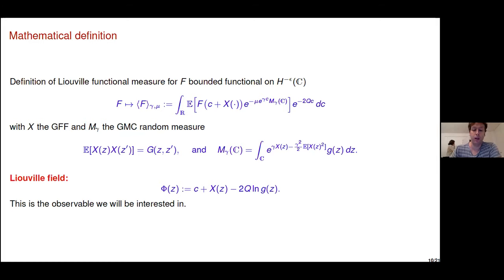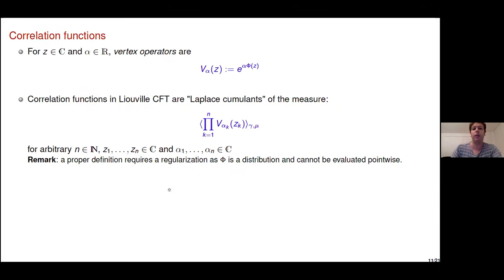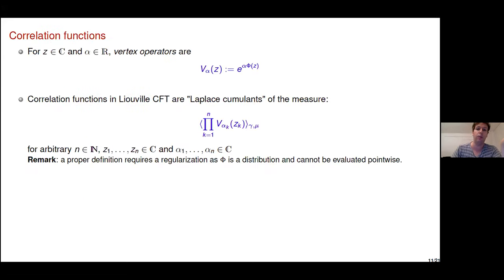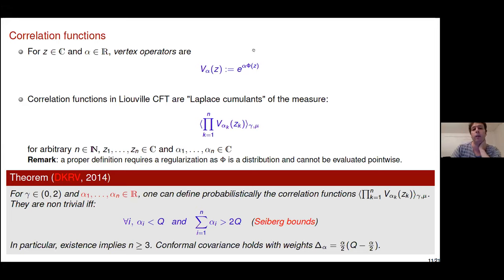Now, as I said, what we want to take for F is exponential alpha times the field. But you see, exponential of the field taken at a point is not something which is defined on any H minus epsilon of C, because it corresponds to taking the field pointwise at a point z, and we know that the Gaussian free field is not defined at a point. So here there's once again a renormalization procedure which is required to make sense of the product of these exponentials. I'm not going to go into the details, but it can be done. We can renormalize once again these guys under the Liouville conformal field theory measure, and we obtain a probabilistic expression, which I'm going to describe in the next slide.